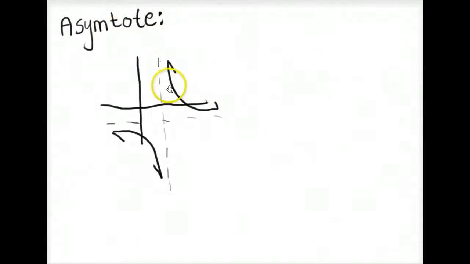And there's also an asymptote in the vertical direction. So as the y variable, the dependent variable, gets larger in both the positive and negative direction, both these graphs are going to be approaching this dotted line, which is the asymptote.